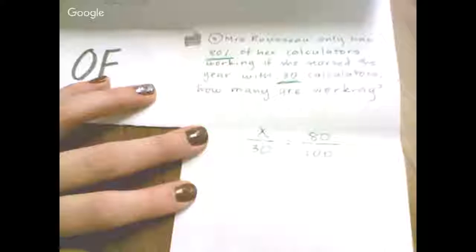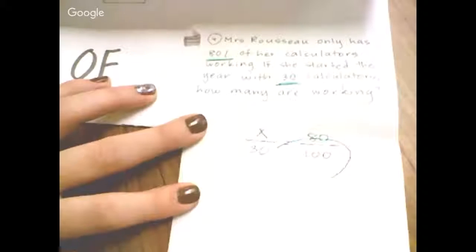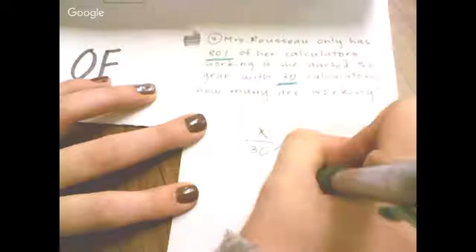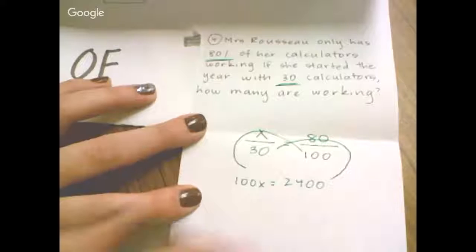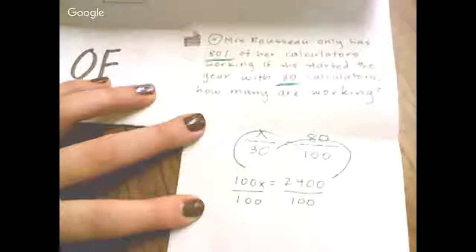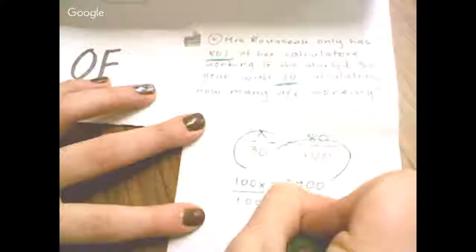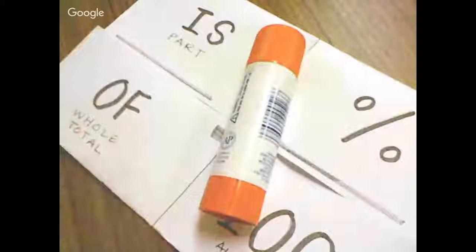So from here, I'm going to multiply 30 times 80 is 2,400. 100 times x is 100x. Divide by 100. And then x equals 24. So I have 24 calculators working. You're going to take this and glue it into your notebook.